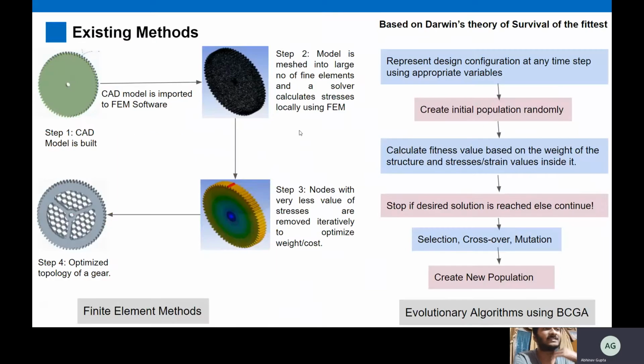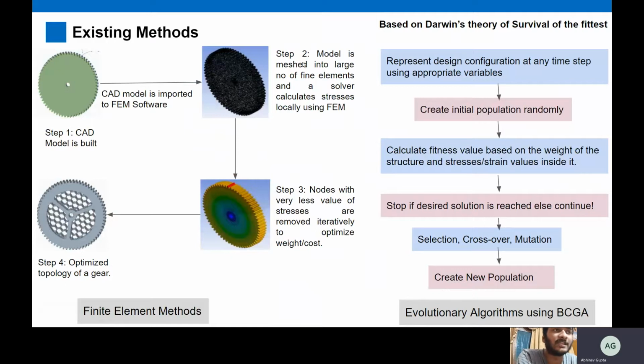Now let's look at some of the existing methods. Unfortunately, in literature, nobody has used search-based methods to actually do topological optimization. The existing methods, however, include finite element methods. In the finite element method, a CAD model is built. In this case, the CAD model is of a gear. The CAD model is then imported to FEM software.